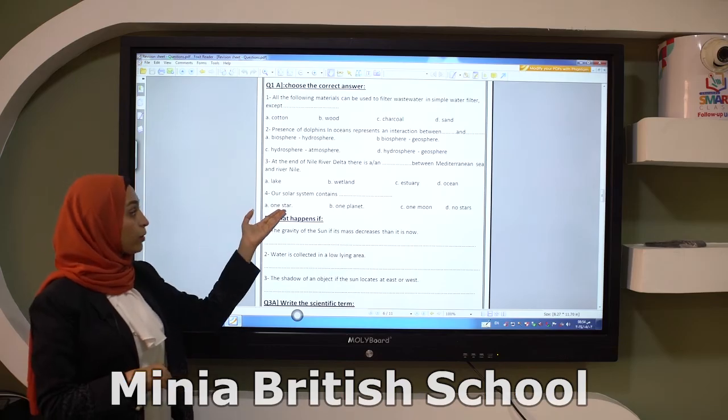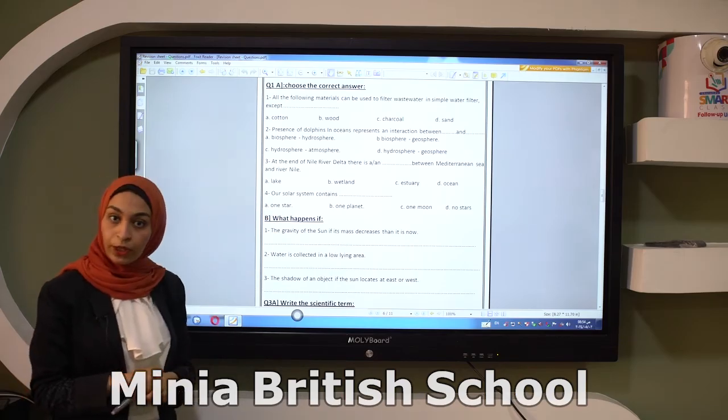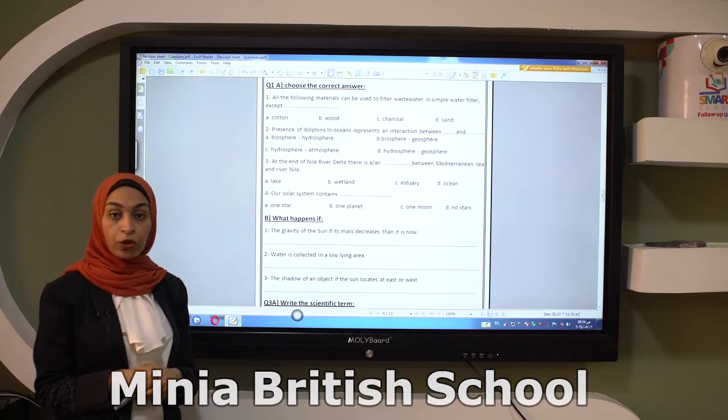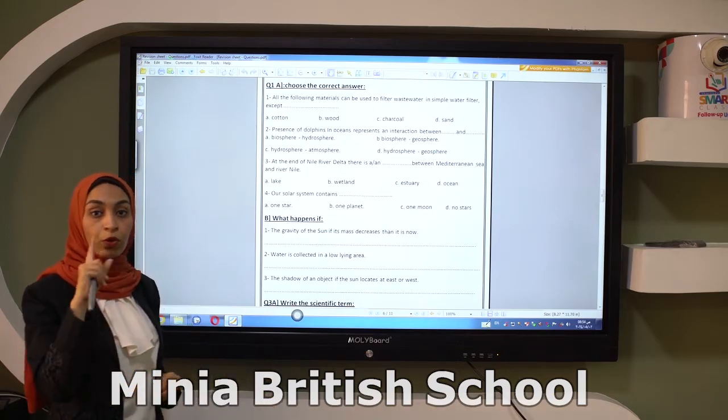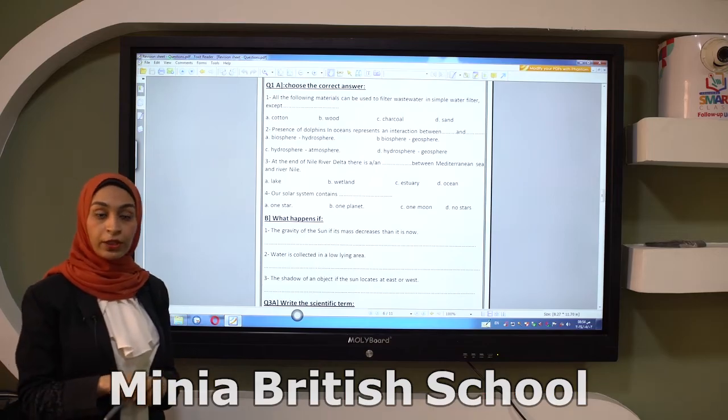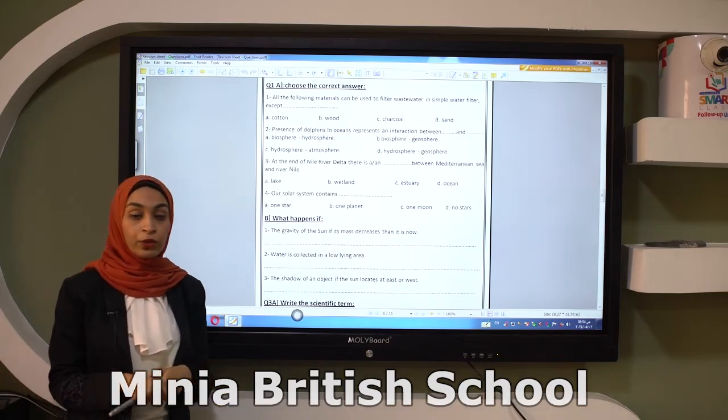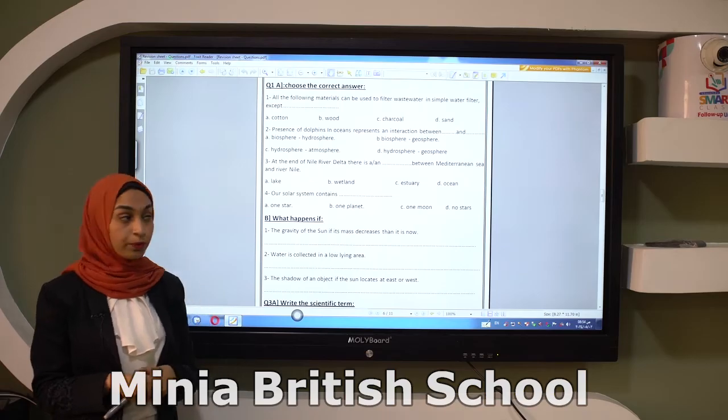Our solar system contains only one star, which is the sun. We know that we have many stars, but in our solar system there is only one star, which is the sun, that has the greatest mass and also the greatest gravitational force.